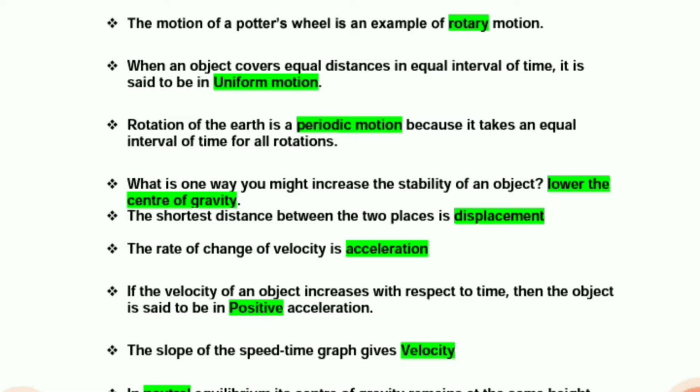Next, they asked what is one way you might increase the stability of an object? Lower the center of gravity. Next, the shortest distance between two places is displacement. Next, the rate of change of velocity is acceleration. Next, in dash equilibrium its center of gravity remains at the same height when displaced, in neutral.